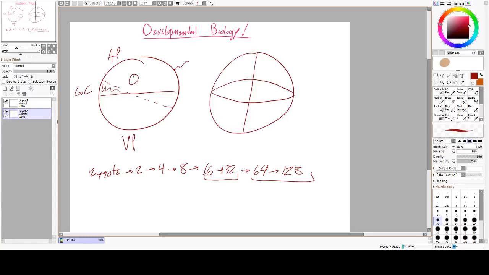Now, here's a fun fact. The frog embryo can create 37,000 cells in less than 2 days. That's a lot. And then the fly, their embryo can produce 50,000 cells in 1 day. That's how quickly this happens.